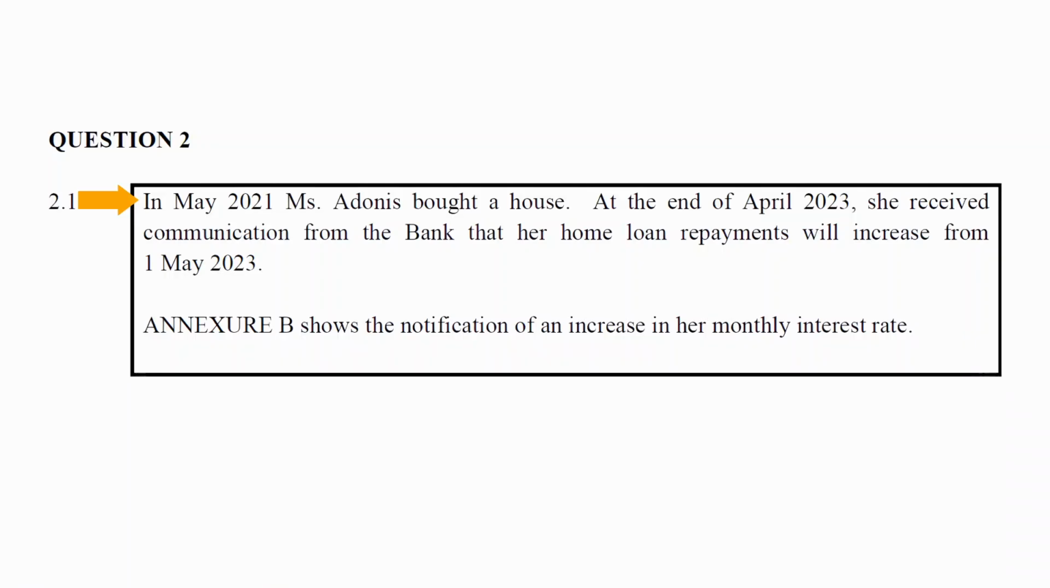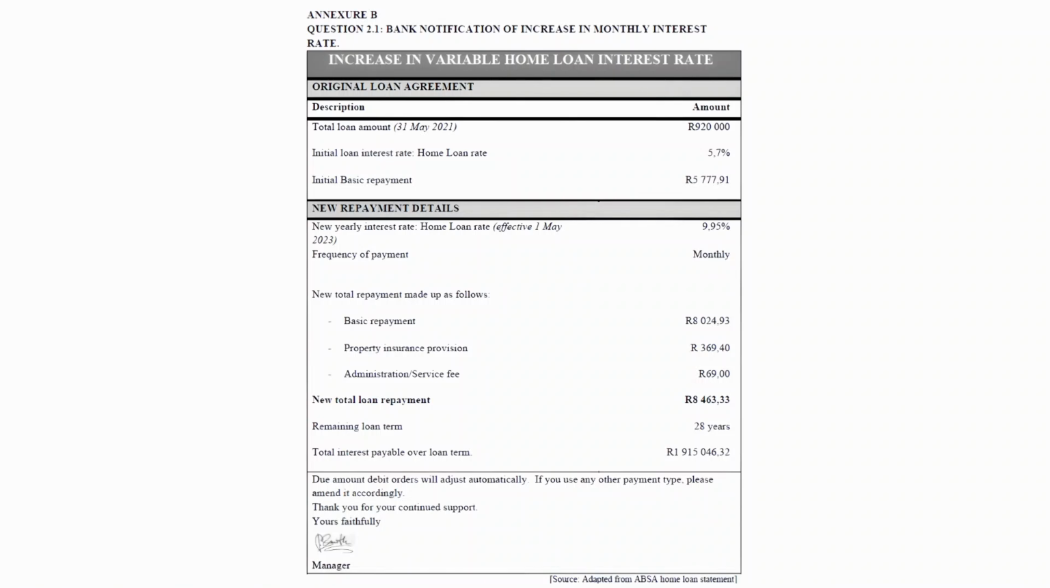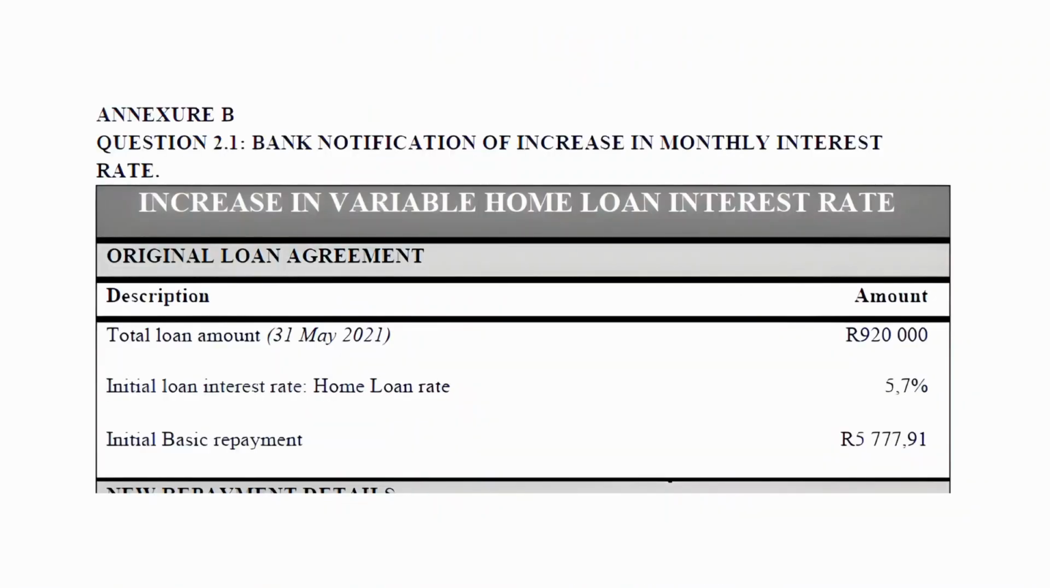In May of 2021, Ms. Adonis bought a house. At the end of April 2023, she received communication from the bank that her home loan repayments will increase from the 1st of May 2023. Annex B shows the notification of an increase in a monthly interest rate. Now, the original loan agreement lists the total loan amount as of the 31st of May 2021 as 920,000 Rand. This is the amount Ms. Adonis borrowed from the bank to purchase the house.